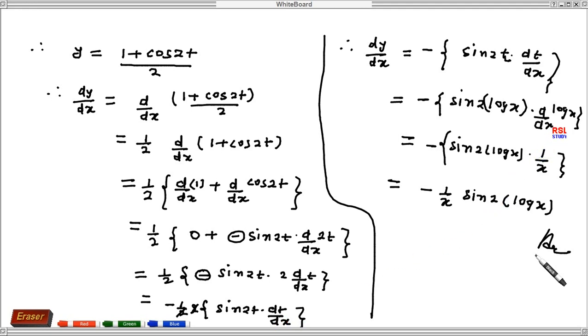and put t equal to log x. Here t is equal to log x, so d/dx of log x will be 1 by x. So finally minus 1 by x sin 2 log x will be the answer.